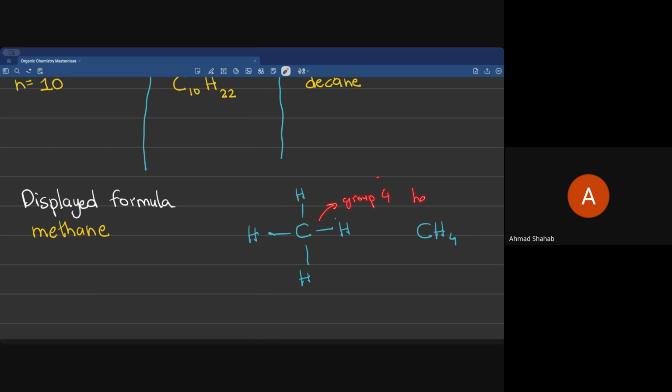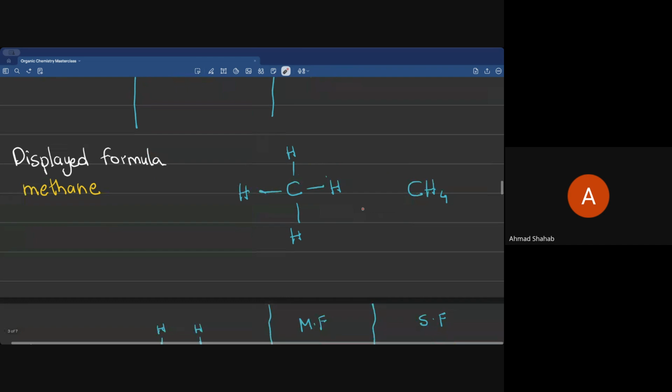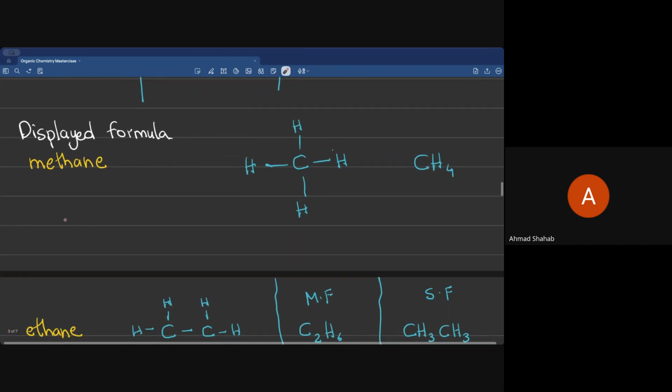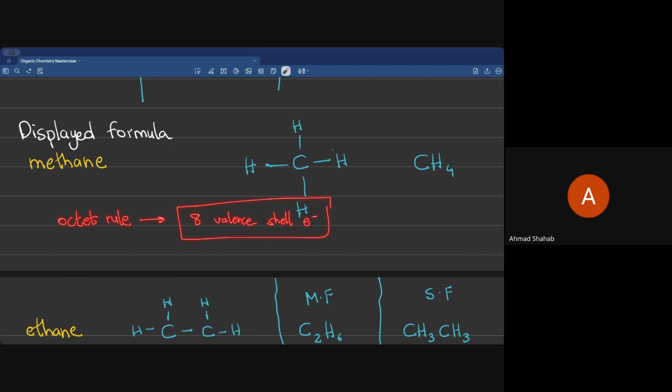It has 4 valence shell electrons, and in order for it to achieve stability, stability comes from the octet rule. If it obeys the octet rule, it is stable. What is the octet rule? It has to have 8 valence shell electrons, right? If it currently has 4, it needs 4 more, right?